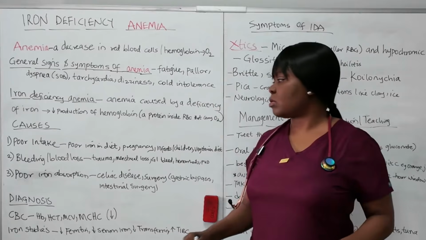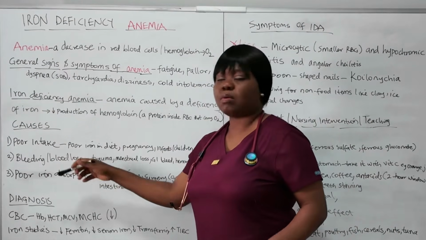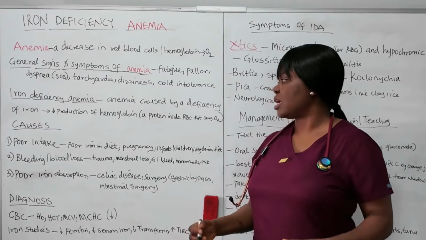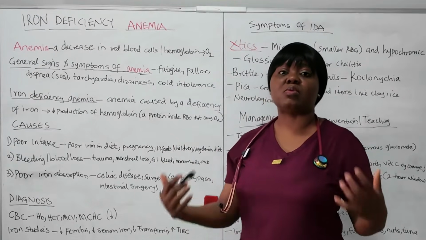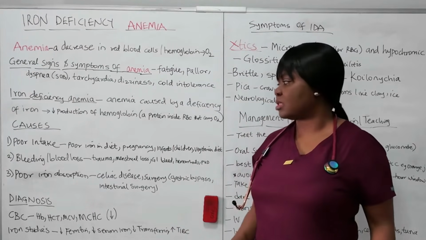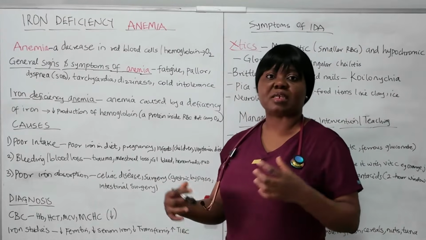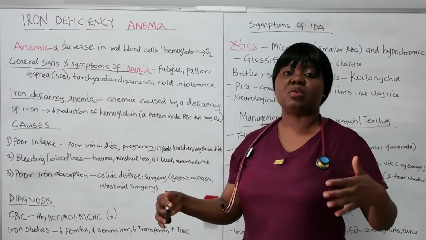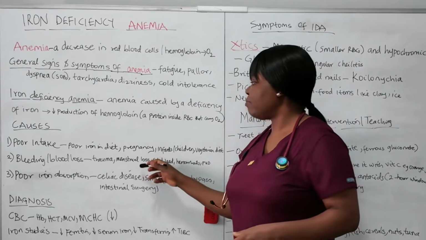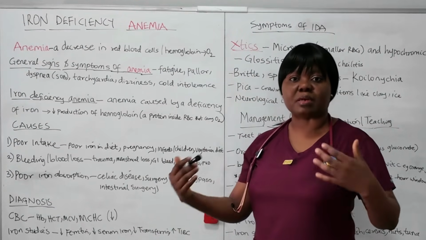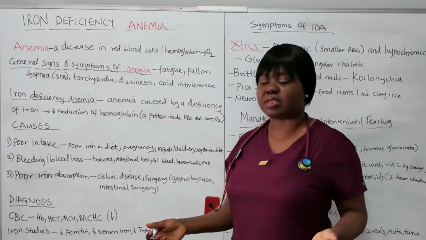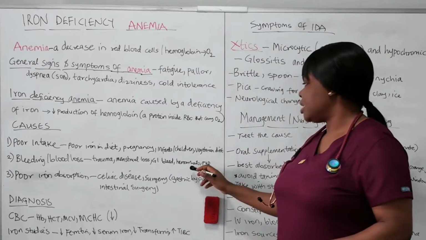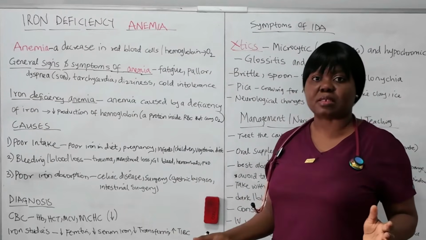And then the second broad cause is bleeding or blood loss. Anything that causes someone to lose blood, hemorrhage, can cause iron deficiency anemia, because when you are losing blood, you are losing red blood cells. This can happen in cases like trauma, like a road traffic accident, even in surgery where somebody loses a lot of blood. Then we have menstrual loss. Women that menstruate every month stand the risk of iron deficiency anemia. And then any gastrointestinal bleed, hemorrhoids, even peptic ulcer disease.